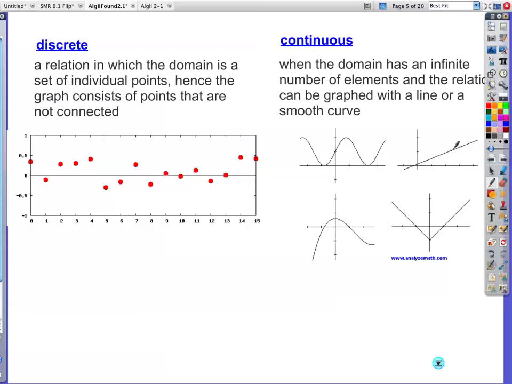Continuous. All right. Continuous is when the domain has an infinite number of elements and the relationship can be graphed with a line or a smooth curve. So they look very different. Discrete, you're hopping around, you gotta jump, jump, jump, jump, jump. It kind of reminds me of staccato in music, for those of you who have that music knowledge. And here we go, this is your legato, your continuous over here. All right, finish what you need to writing on that.